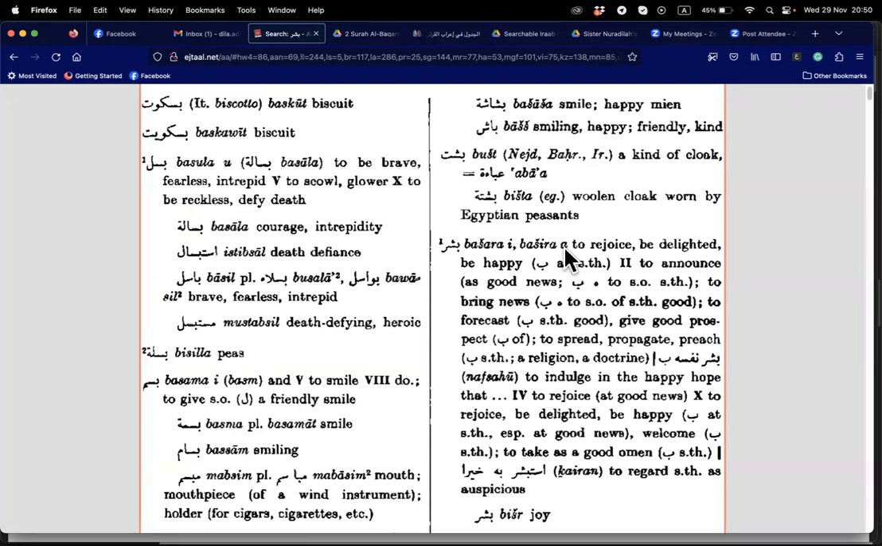Somehow this one doesn't have a masdar. This one, ba sin mim: basama yabsimu, kasrah. This word here in brackets is the masdar of these root letters. How to read that one?